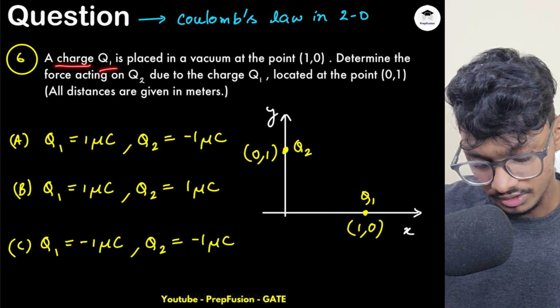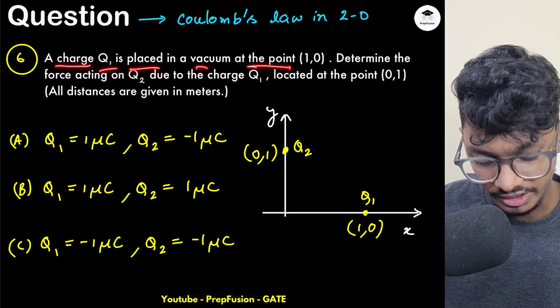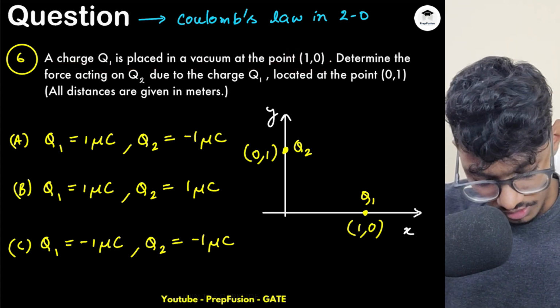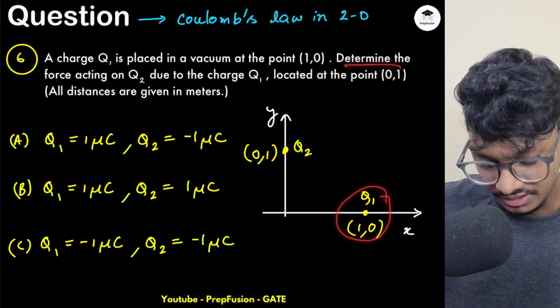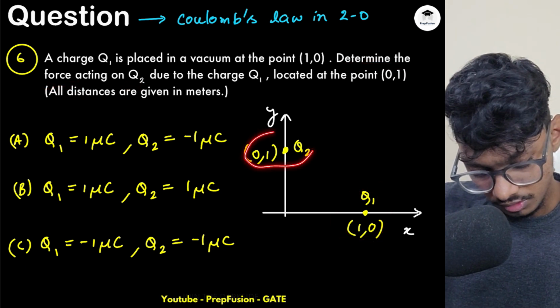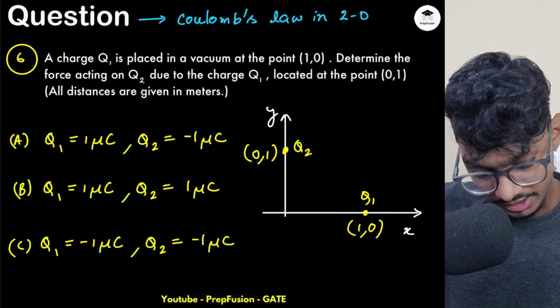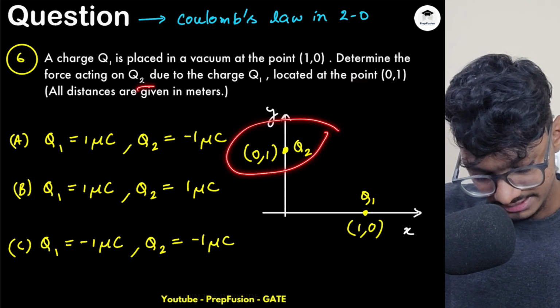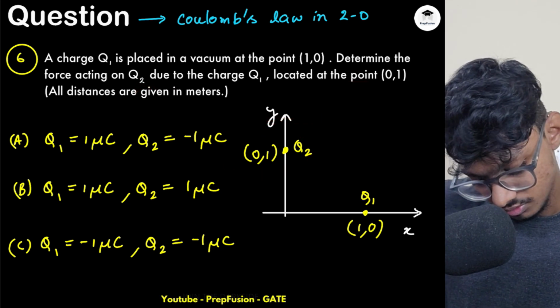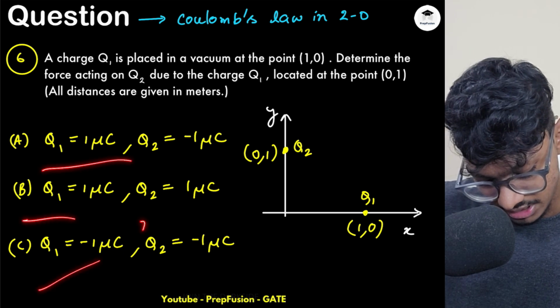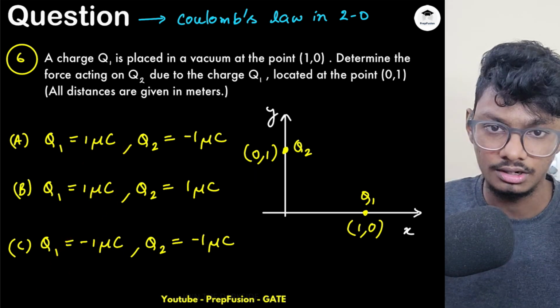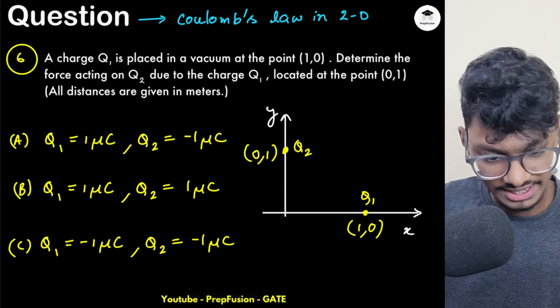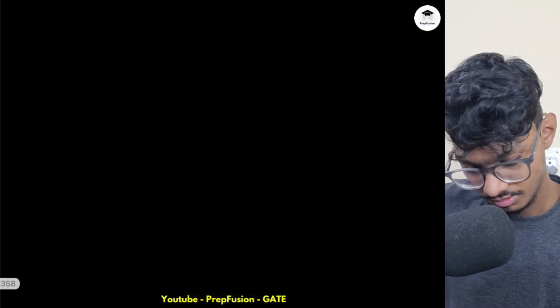A charge q1 is placed in a vacuum at the point 1, 0. 1, 0 is here. Determine the force acting on q2 due to charge q1, with q2 located at 0, 1. And the q2 and q1 charges are changing in value. Okay, so for case A, what will happen?